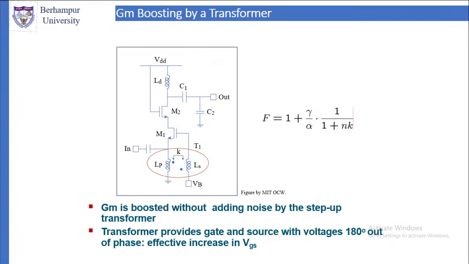And if you do that, then F is equal to 1 plus gamma by alpha. Then because of the step-up transformer, instead of 1 by 1 plus A, it will be 1 by 1 plus Nk, K being the coupling coefficient, N being the number of turns in the transformer coil. So the transformer provides gate and source with voltages 180 degrees out of phase. So this effectively increases the voltage between gate and source.